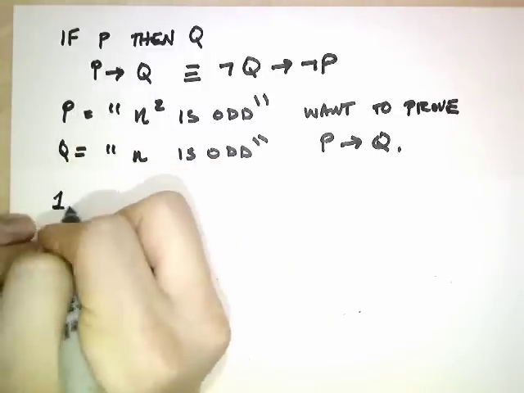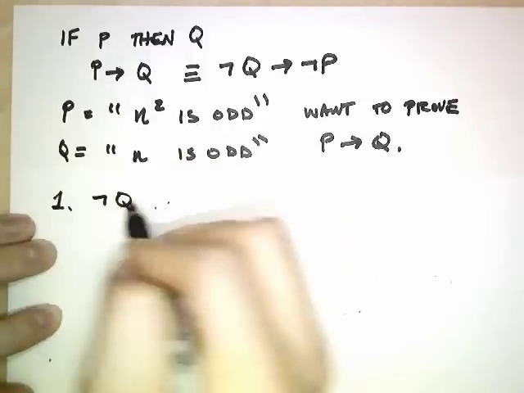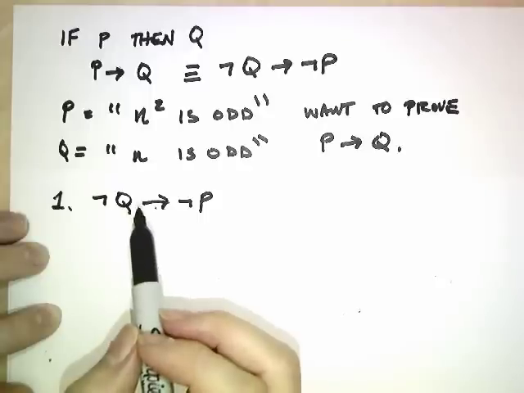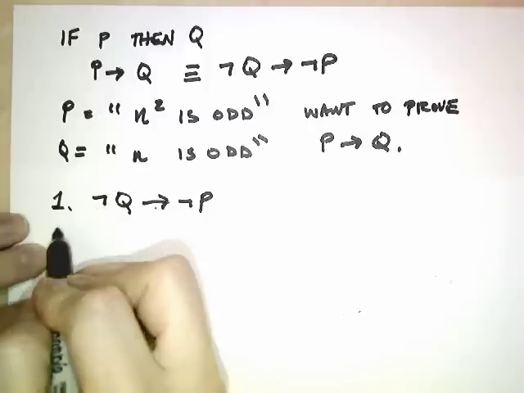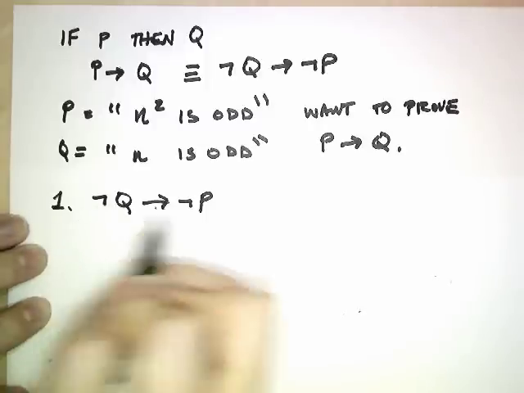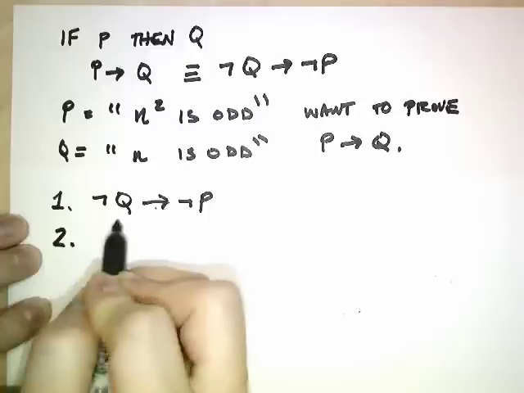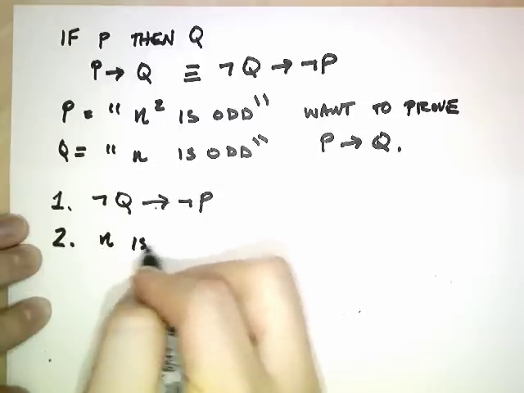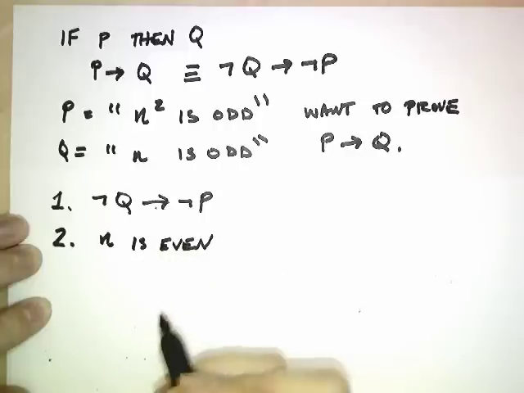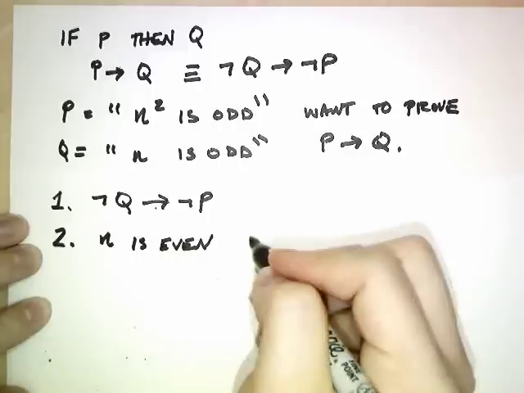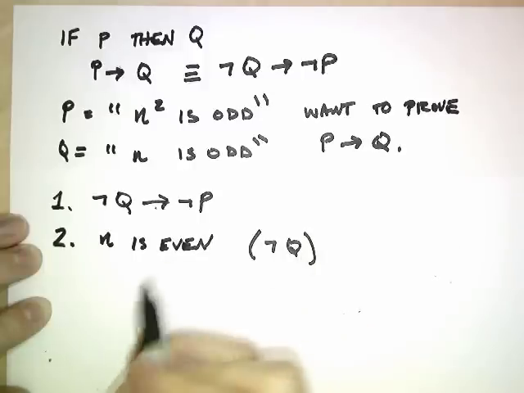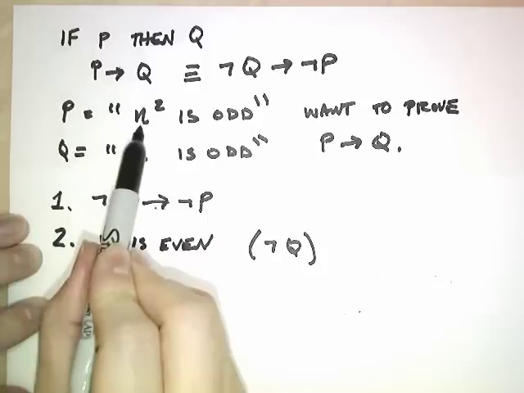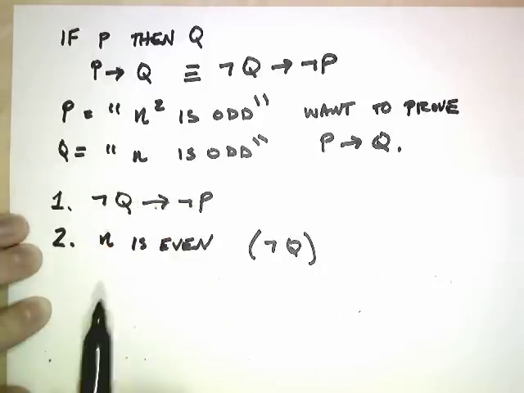Our first step could be, let's instead decide to prove not Q implies not P, because as we just said above, that's equivalent to proving P implies Q. Okay, if we want to prove that not Q implies not P, we should assume that not Q is true. What is not Q? Not Q is n is even. So we'll assume this is true. This is not Q. And what do we want to conclude? Well, we want to conclude not P. So we want to conclude that n squared is even.